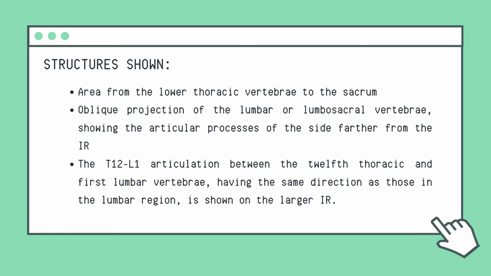Structures shown are the following: the area from the lower thoracic vertebrae to the sacrum, an oblique projection of the lumbar or lumbosacral vertebrae showing the articular processes of the side farther from the image receptor, and the T12 to L1 articulation between the 12th thoracic and the first lumbar vertebrae, having the same direction as those in the lumbar region, which is shown on a larger image receptor.